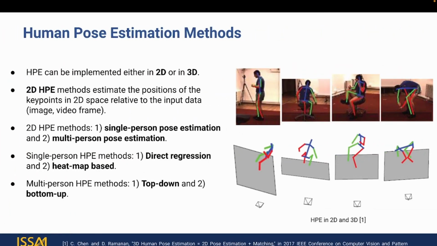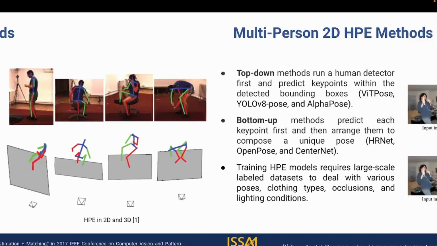HPE can be carried out in both 2D and 3D dimensions. For 2D HPE, the techniques estimate the location of body key points in two-dimensional space as they appear in image or video frames. These methods can be broadly categorized into two types: single-person pose estimation and multi-person pose estimation. Single-person pose estimation approaches include direct regression and heat map-based methods. On the other hand, multi-person pose estimation can be approached via top-down or bottom-up methods.